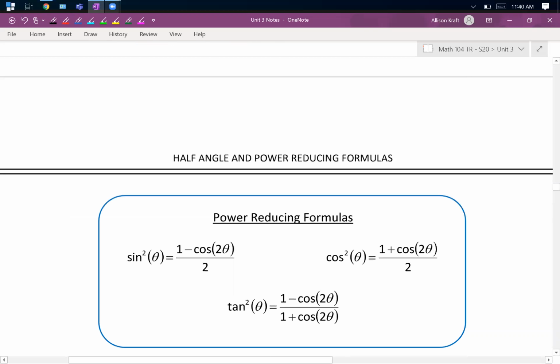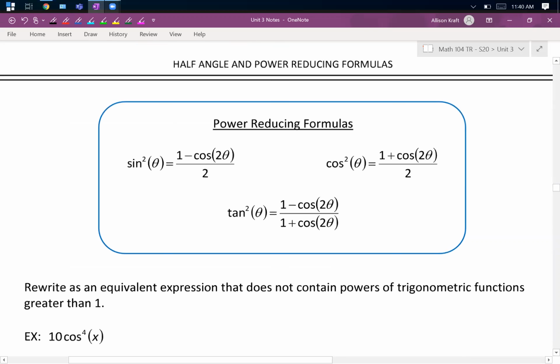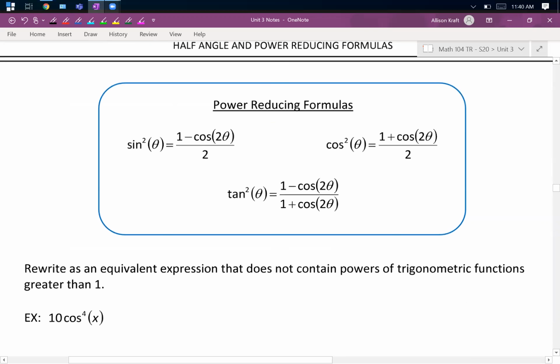Okay. Next up is power reducing formulas. For whatever reason, students gravitate to power reducing formulas, so that every time they see sine squared, they're like, oh, power reducing formula. Please do not gravitate immediately to a power reducing formula when you see sine or cosine squared.